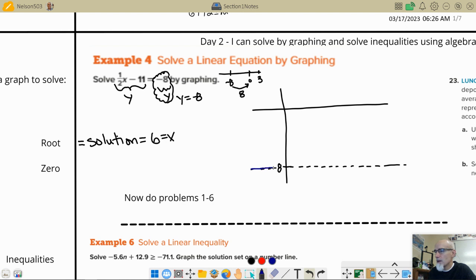I'm dashing it so that it kind of stands out. That's probably bad form on my part. So let me just put a solid line right there. That's y equals -8 right there. All right, now let's graph 1/2 x minus 11.